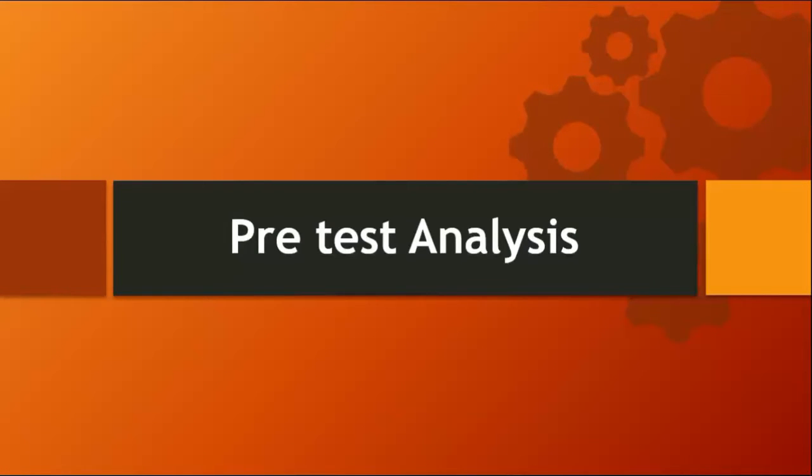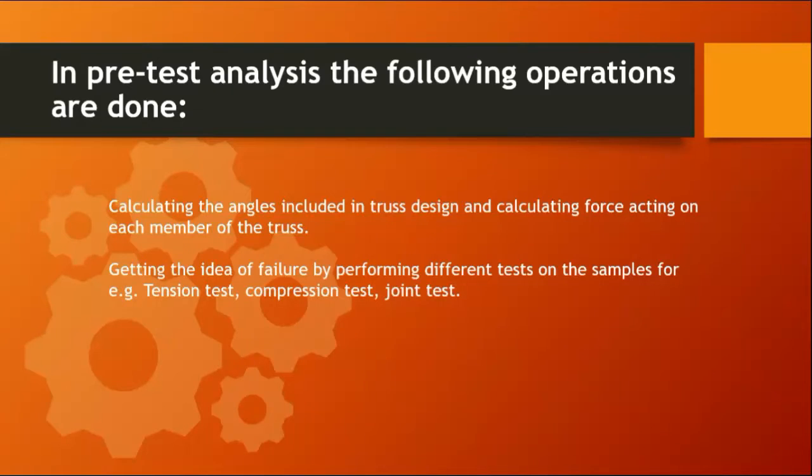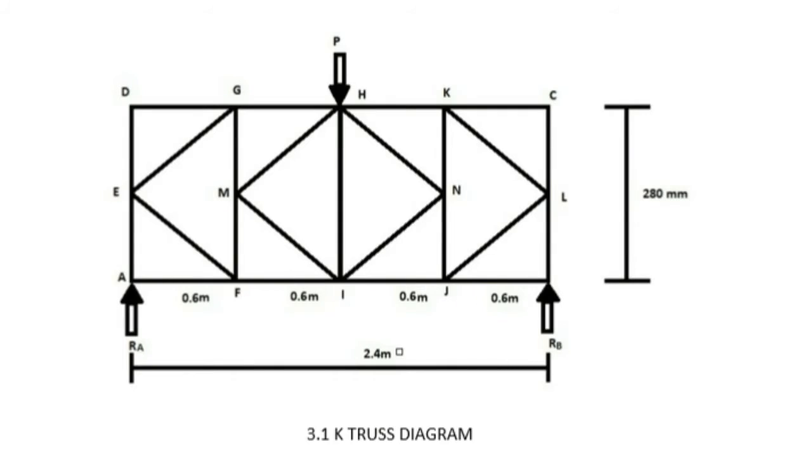I am going to talk about the pre-test analysis of the truss. We are going to talk about two main things. First, calculating the angles included in the truss design and calculating the force acting on each member of the truss. Second, getting the idea of failure by performing different tests on the sample, for example tension test, compression test, joint test, etc. So here we can see the truss diagram.